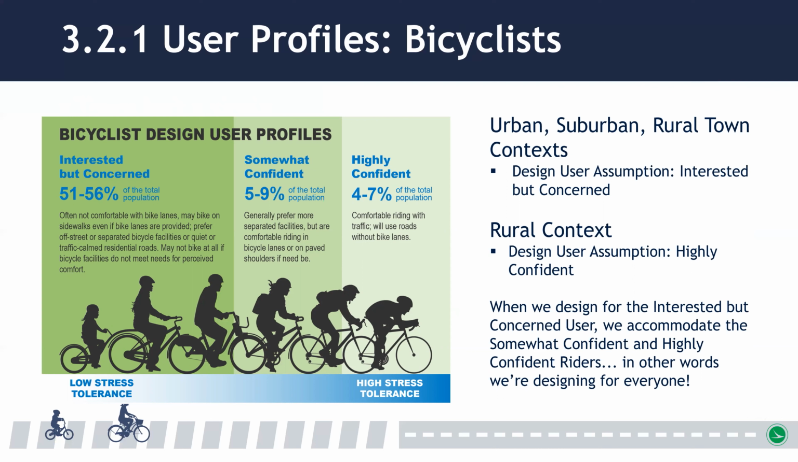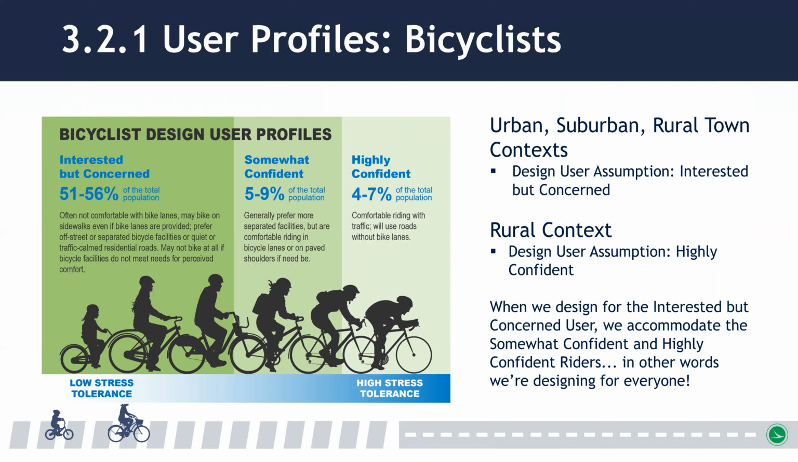In rural context, our design user is typically the highly confident bicyclist. These are the default assumptions, but may differ depending on your project location. For example, in a rural area connecting residential to a school, you may be designing for the interested but concerned bicyclist.